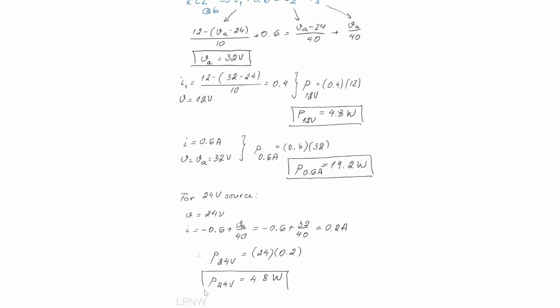And that's the third part of the question. So, the answer: the power related to the 12 volt voltage source, the power related to the 0.6 amp current source, and the power related to the 24 volt voltage source, all of them have been calculated, which concludes the solution for the question.